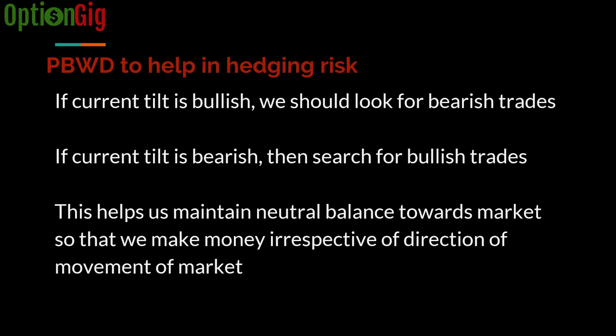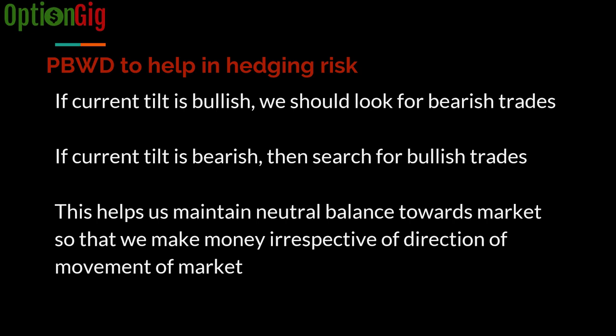Now how can we use that information? If your current tilt is bullish, then we should look for bearish trades if we have to place a new trade. So let's say my portfolio beta weighted delta is already 500. Even if an individual trade looks very attractive to me, if it is a bullish trade, I would not do it. What we should do is look for a bearish trade. So instead of doing a put spread, we should look to do a call spread so that we can reduce our overall bullishness in the portfolio to become as neutral as feasible.